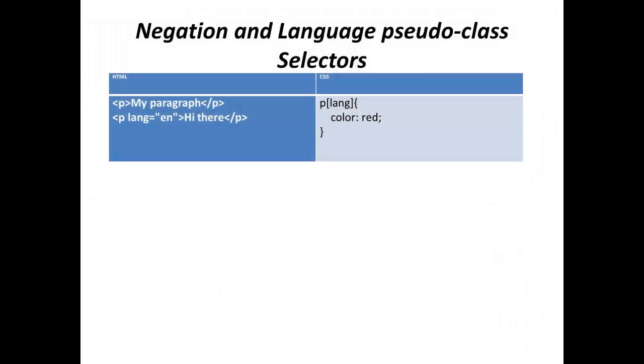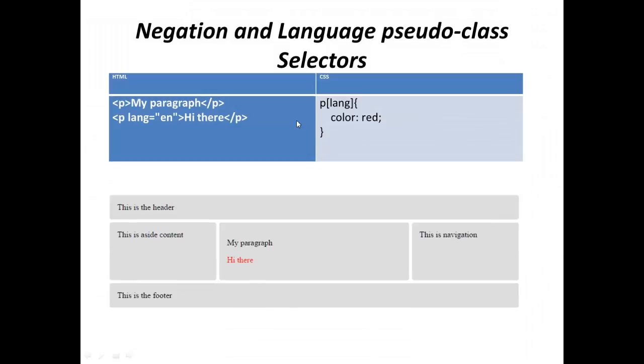Here is an example of the lang. So here, we're targeting, notice the lang equals en, right? Over in the CSS, we're targeting the p tag with the attribute of lang, L-A-N-G, and we're giving it a color of red. Now, normally you would just use an ID or a class here, a div ID or a div class, but I was just showing you how to target these different types of pseudo-class selectors.